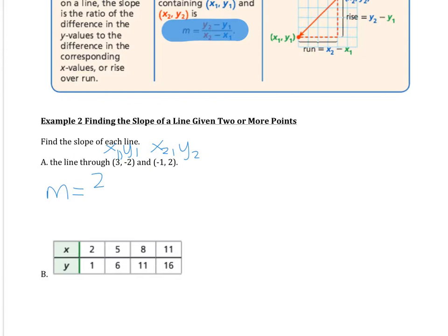y2 is 2, y1 is negative 2, x2 is negative 1, x1 is 3. Minus a negative is the same as plus a positive, so 2 plus 2 is 4. And negative 1 minus 3 is the same as plus negative 3, so that's negative 4. So my slope is negative 1.